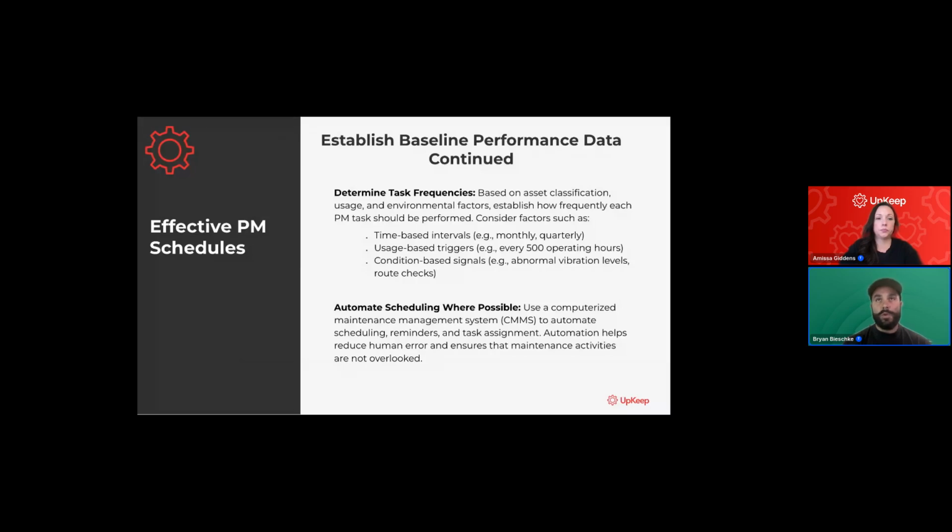Automating scheduling where possible. Of course, we want to use our CMMS to automate scheduling, reminders, task assignment, getting people aligned with the work that needs to be done, when it needs to be done, and who's involved. And that takes away the human error of having somebody constantly trying to send schedules out and all that type of stuff. So we're reducing variability there.